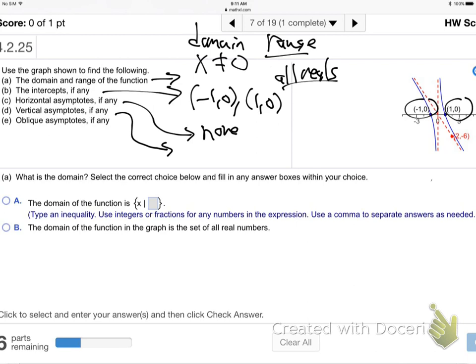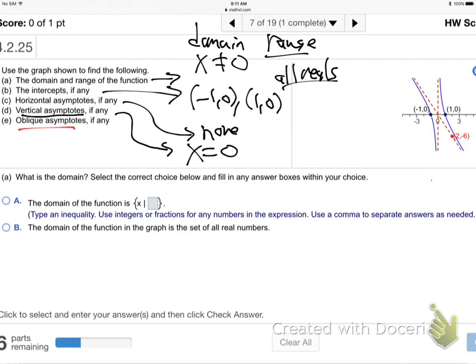How about vertical? What are the vertical asymptotes? It's got that one dotted line right in the middle. Now, what's the equation for that thing? Which axis does it hit? That vertical line runs through the x-axis, doesn't it? So it's x equals 0. That's the vertical. Now, finally, the new part, the oblique.